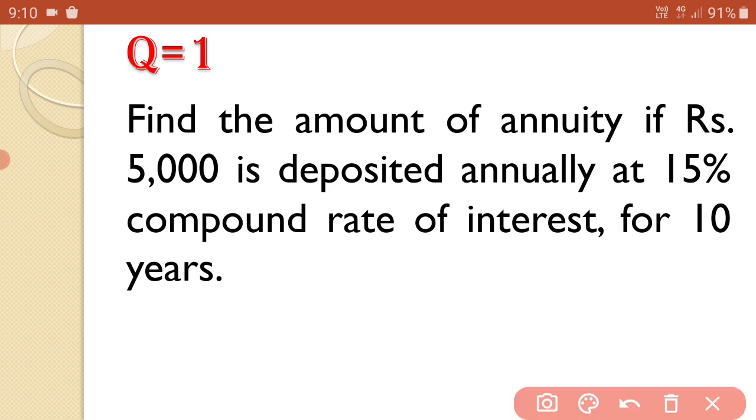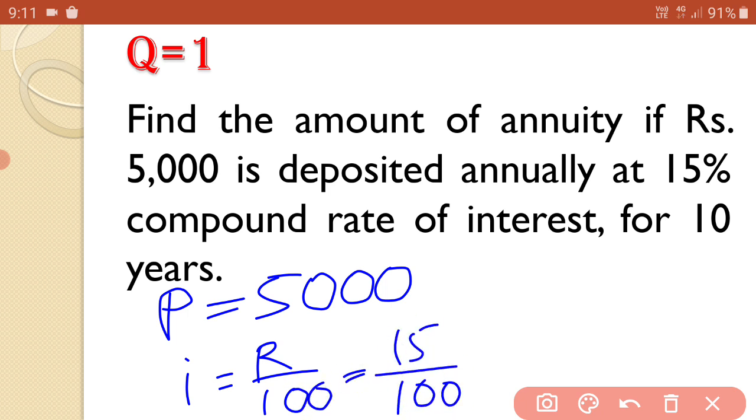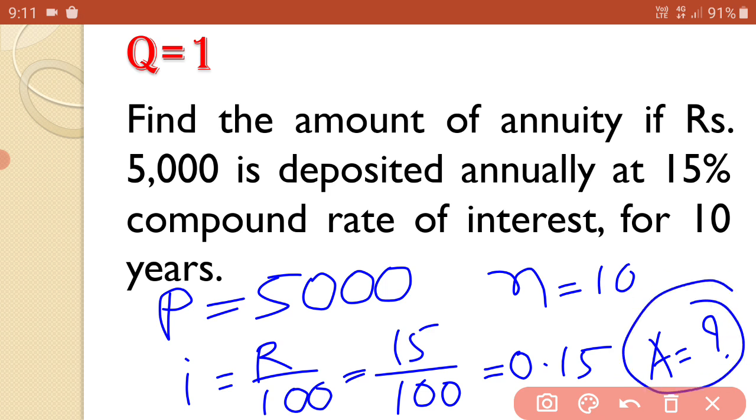Here the symbols: P is equal to 5,000. i is equal to R upon 100, so 0.15. n is equal to 10. A is equal to question mark. First you write this point, then after we calculate the question.